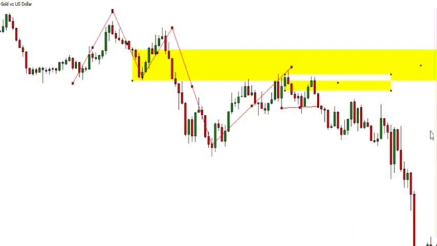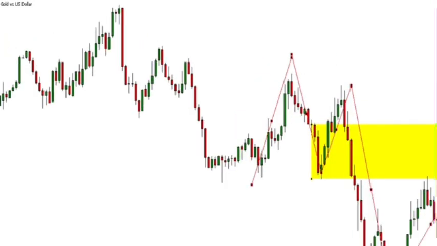This is a mitigation block. I'm tempted to see a lot of these happening over and over again. We have a mitigation block at this area. We have a failure swing. This is MT5, that's why I'm not able to draw perfectly with it. We have price crashing to this area. Our last bearish candle was this area. This is our last bearish candle, and then we can take our trade from there.